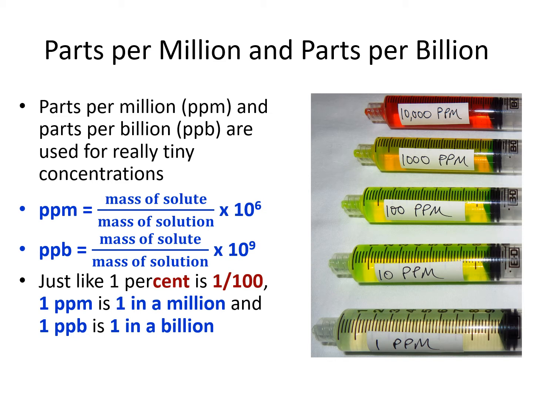In percent, the cent is referring to 100. So 1% is 1 out of 100. 1 part per million is the same thing as 1 out of 1 million. And 1 part per billion is the same thing as 1 out of 1 billion. If you had 1 billion molecules in your syringe, and one of them was the thing you were interested in, then it would be a 1 part per billion solution.